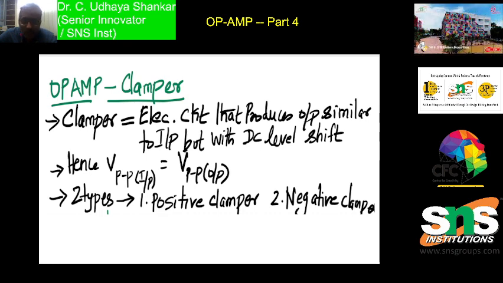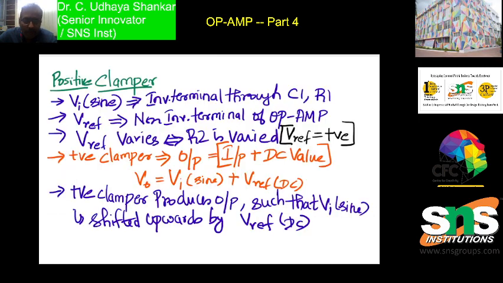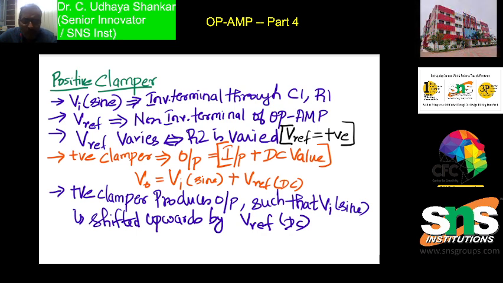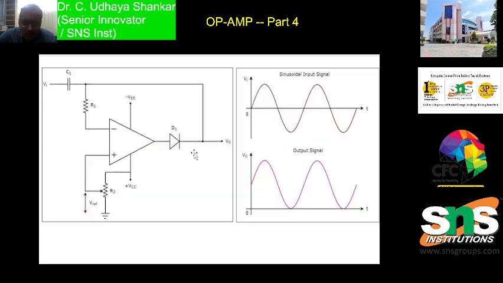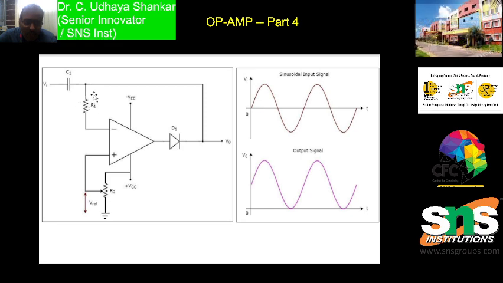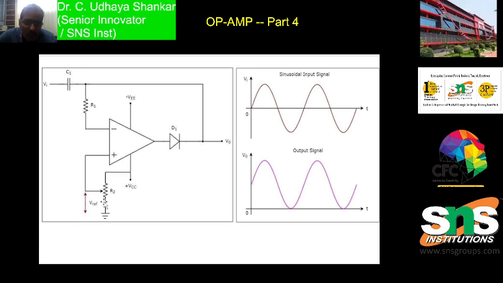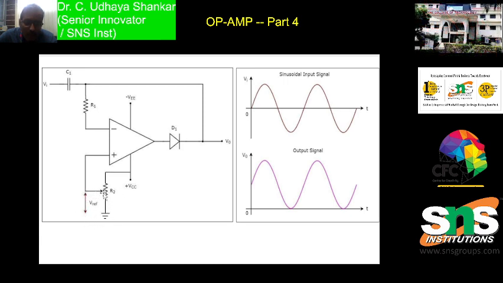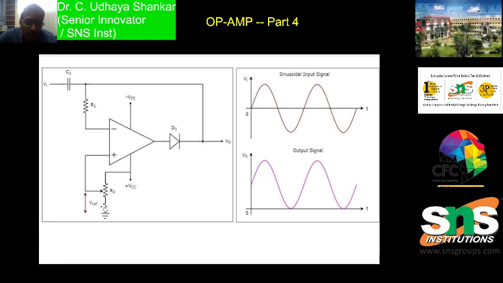As already discussed, there are two types: one is the positive clamper, the other one is the negative clamper. So how does this positive clamper work? Before going to the working, let us discuss the circuit. Here is the circuit diagram. It has a capacitor, one resistor R1, one more resistor R2, and one diode D1. Here we are giving the reference voltage Vref through this R2. I can vary this reference voltage by varying the resistance R2.